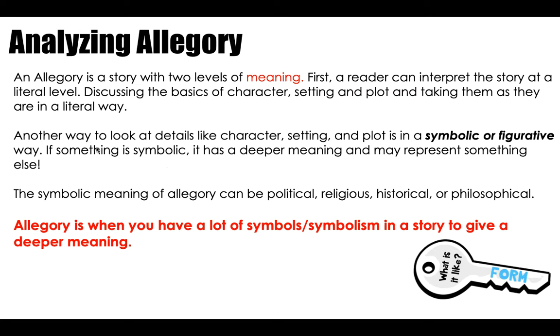Another way to look at the details of the character, the setting, and the plot is through a symbolic and figurative way. So we already talked a little bit about symbolism when we looked at Malala last unit. So basically, if something is symbolic, it has a deeper meaning and may represent something else. And the symbolic meaning of an allegory is usually political, religious, historical, or philosophical. So basically, when you think of allegory is when you have a lot of symbols or symbolism in a story to give a deeper meaning. So the whole Lion, the Witch, and the Wardrobe is an allegory. That means everything. It has a lot of symbols to represent something else, to have a deeper meaning in this story.